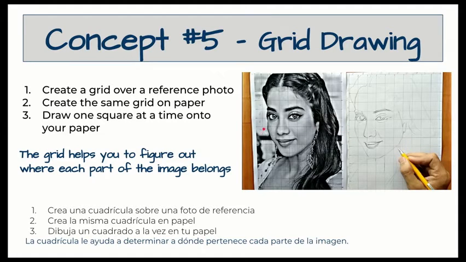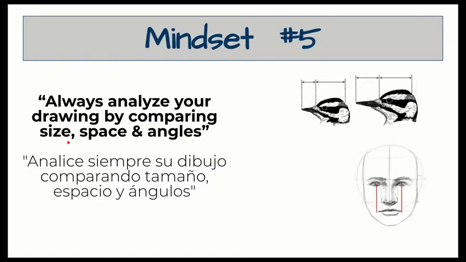So you're going to draw one square at a time onto your paper. You locate where that square will be and you draw that square carefully. And the grid helps you to figure out where each part of the image belongs. So it takes the guesswork out of where does this go?